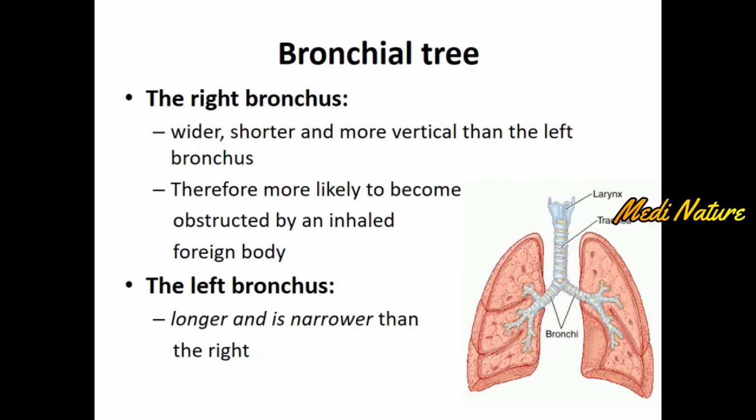When we are considering the primary bronchi, the right bronchus is wider, shorter, and more vertical than the left bronchus. Therefore, it is more likely to become obstructed by inhaled foreign particles. The left bronchus is longer and narrower than the right one because on the left side the heart is located.